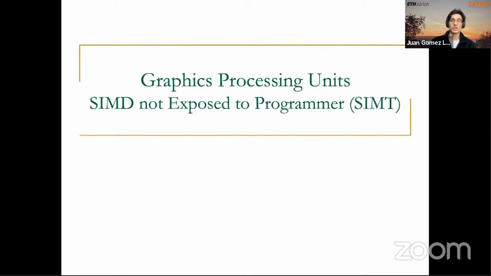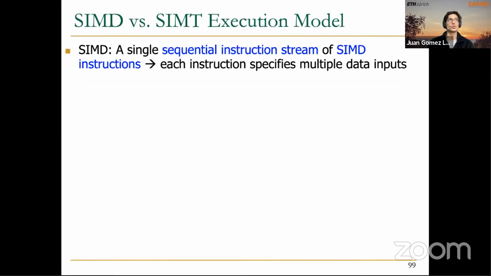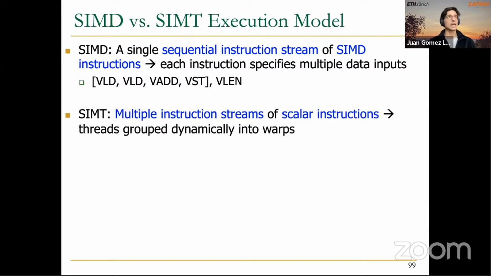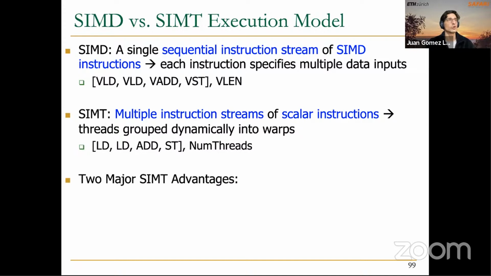So graphics processing units are SIMT machines, SIMD machines not exposed to the programmer. We can see here what's the difference between SIMD and SIMT. SIMD is a sequential instruction stream of SIMD instructions operating on multiple data elements. SIMT is multiple instruction streams of scalar instructions, because we are writing code for threads and one thread executes scalar instructions. But then these threads are later grouped by the hardware to form the vector or SIMD instructions.